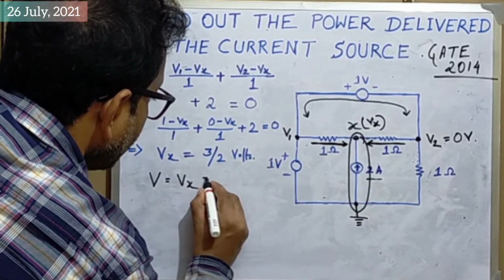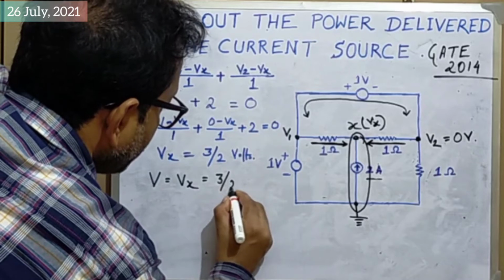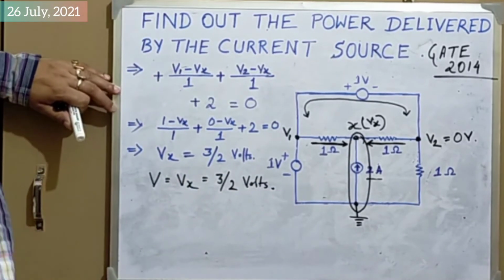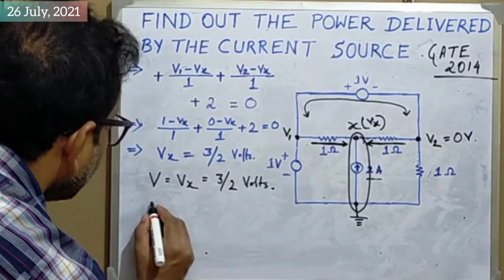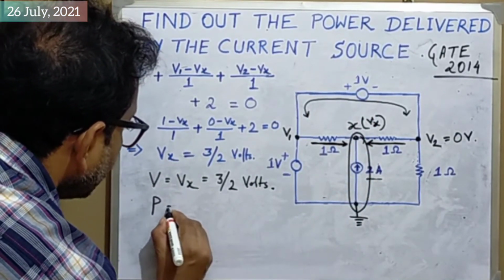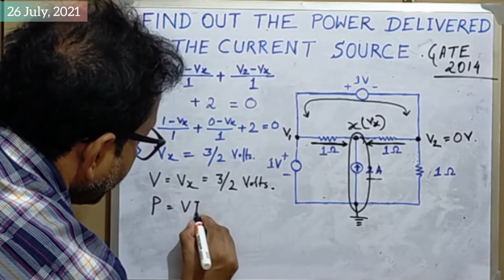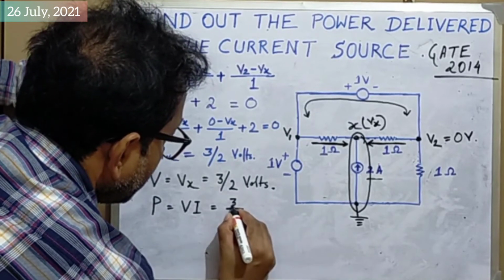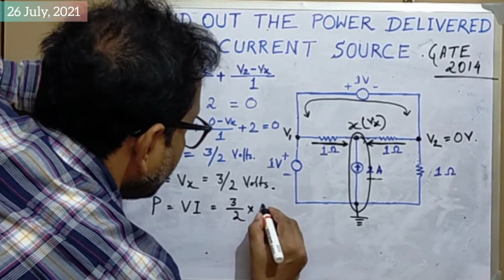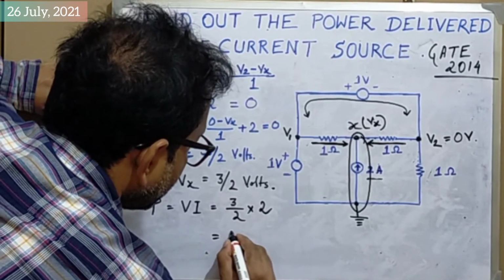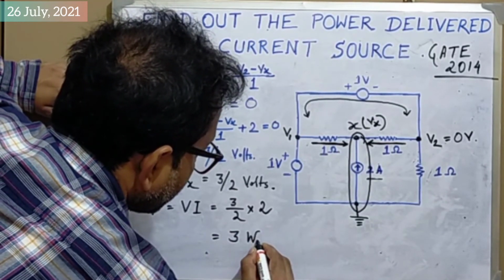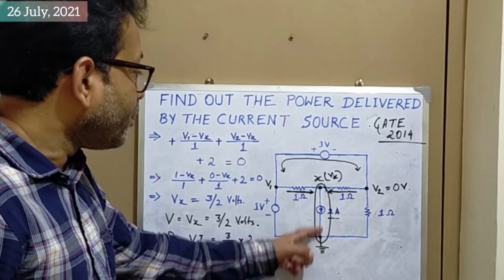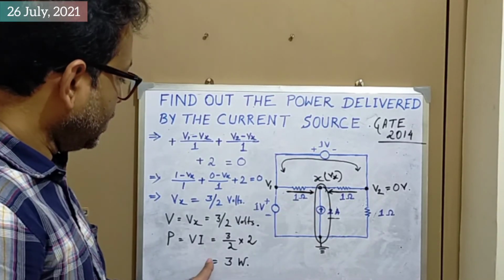Vx equals 3 by 2 volts, and the current has been given, that is 2 ampere. So what is the power? P equals, we know, VI. So power is 3 by 2 multiplied by current 2, that is 3 watts. So the power delivered by this current source is 3 watts.